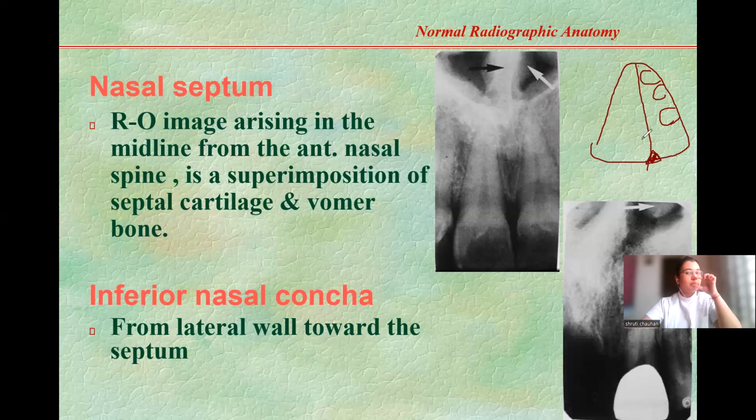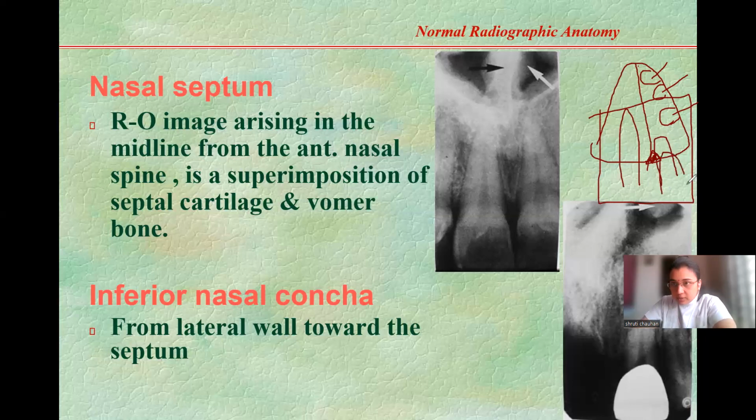So in this IOPA, just till here, we are not going to see the superior and the middle nasal concha. There are three types: the superior, the middle, and the inferior. So when we're taking an IOPA max, even my roots won't come till here. It will just come till here maximum. So we will be able to see this.